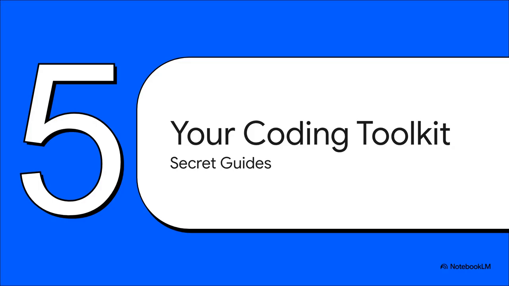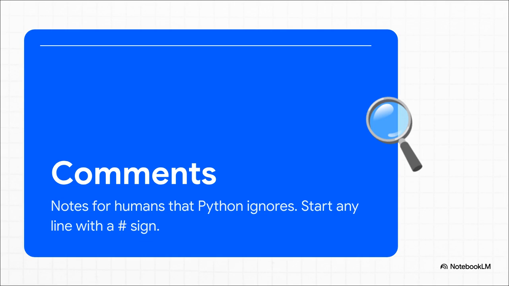Now, you're not out here on this quest all by yourself. You've got some secret guides and tools built right into the environment to help you out. Let's take a look at a couple of my favorites. First up are comments. Anytime you start a line with a hashtag, the number sign, Python just completely ignores that line. It's like having your own private notebook right there inside your code. You can leave notes for your future self or for anyone else to explain what a tricky bit of code is doing. Getting into this habit now is a game changer.